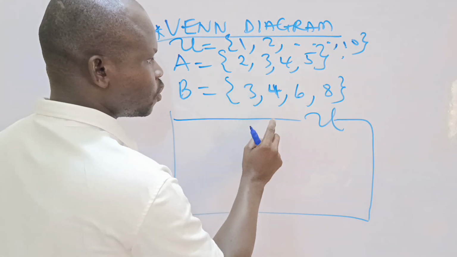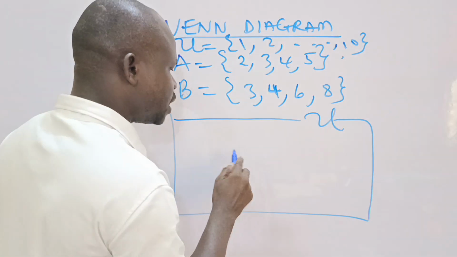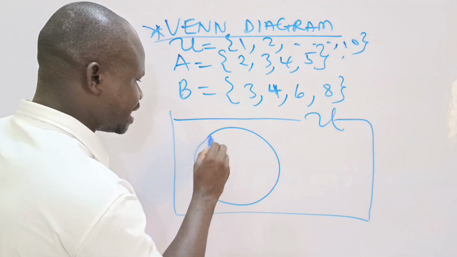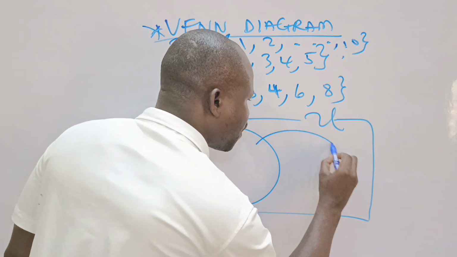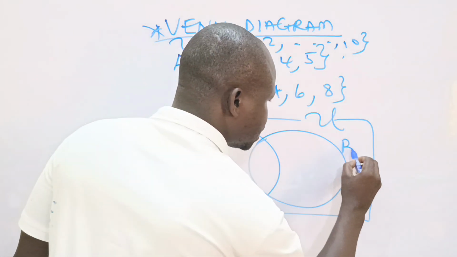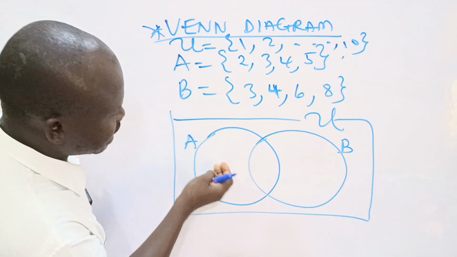If they have something in common, they are going to overlap. That is, here we have 3 and 4 in A, and we have 3 and 4 in B. That simply means that if this is the diagram for set A, then the diagram for set B will overlap. They have elements that are common, so it is going to overlap.